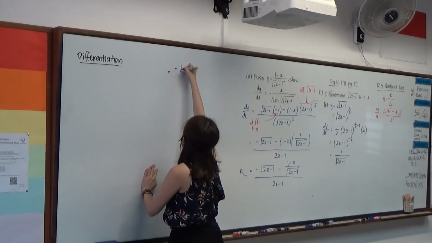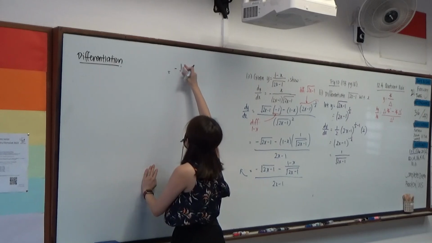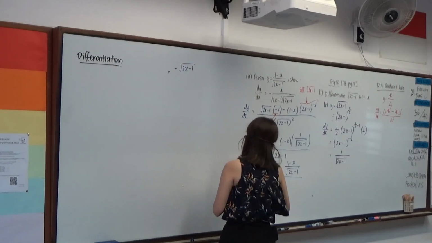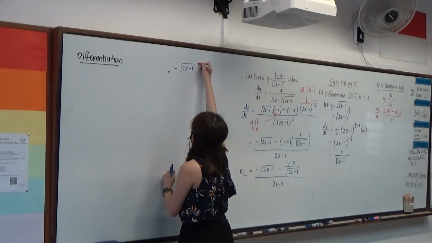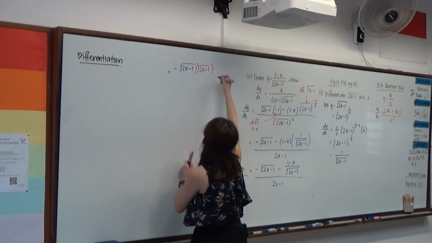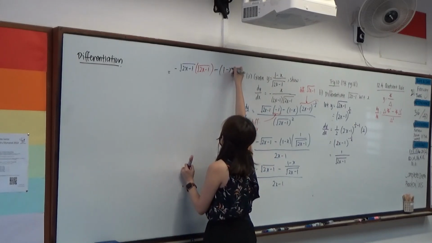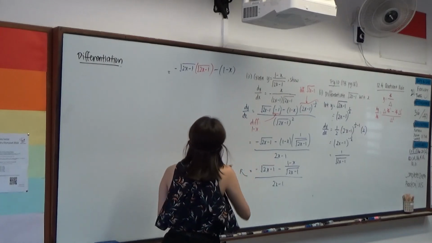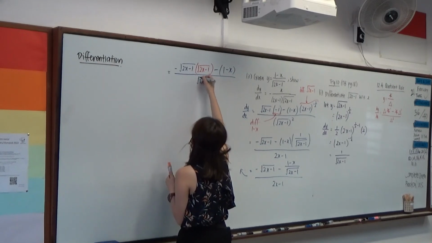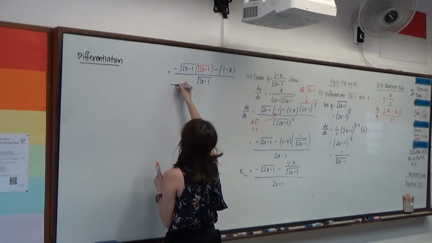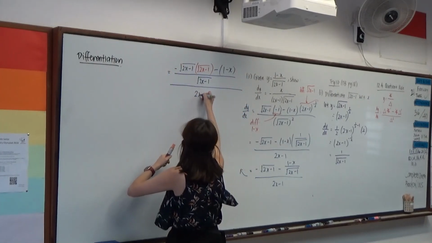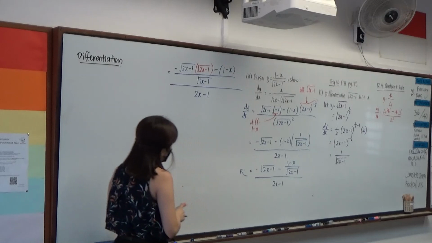So in other words, our original square root 2x minus 1 will multiply with an additional square root 2x minus 1. Then minus away. Keep in mind there must be brackets for my original 1 minus x in order to keep everything the same base. Okay. So this is the numerator. The denominator is 2x minus 1.